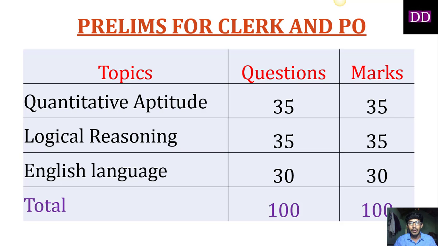The topics are quantitative aptitude, logical reasoning and English language, okay, and the marks are 35 marks for quantitative aptitude, 35 marks for logical reasoning and 30 marks for English, and the overall total you will be writing is 100 marks for both clerk exam and probationary officer, okay.